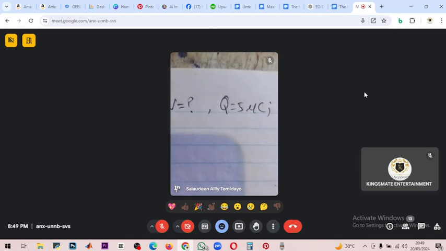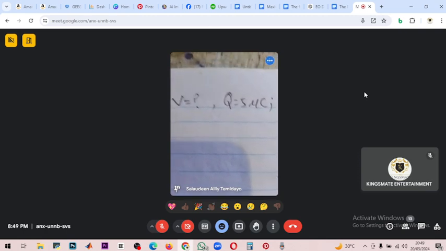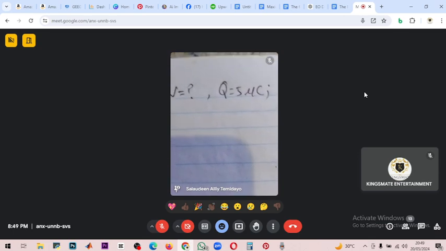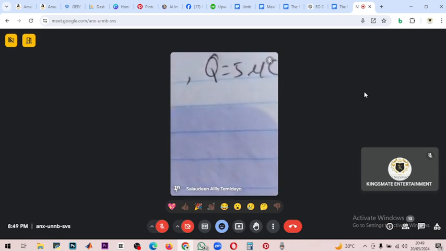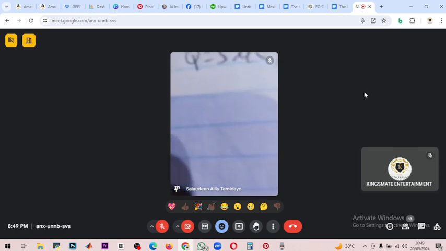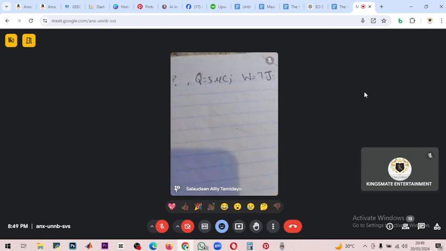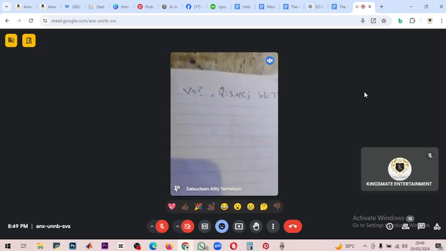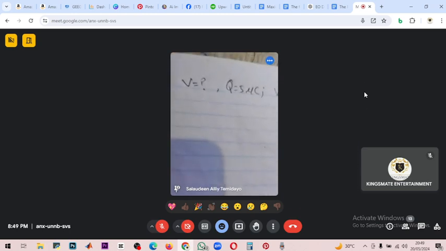Did you convert it to coulombs from microcoulombs? You said 5 microcoulombs. I'm waiting for you guys. Is there anyone that has gotten it? 1.4, okay. What is the unit?